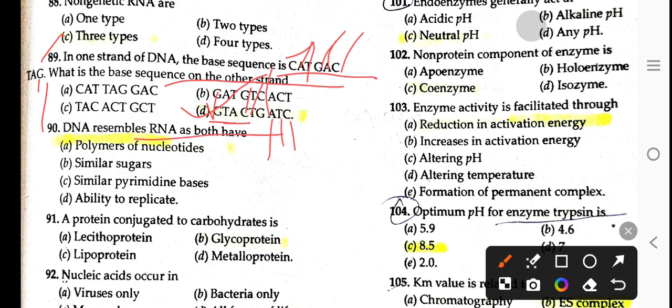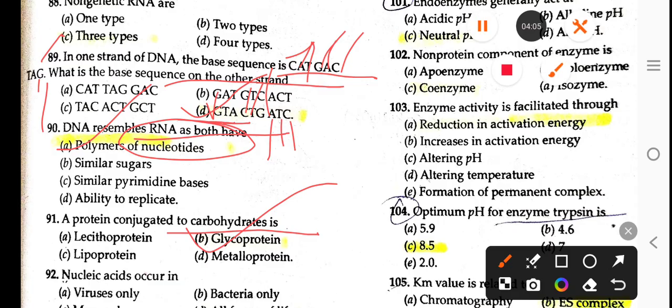DNA resemble RNA as both have. So दोनों के पास, they are polymers of nucleotides. So DNA and RNA both are polymers of nucleotides. Next, a protein conjugated to carbohydrate is, it is glycoprotein. Option number B is the right answer.